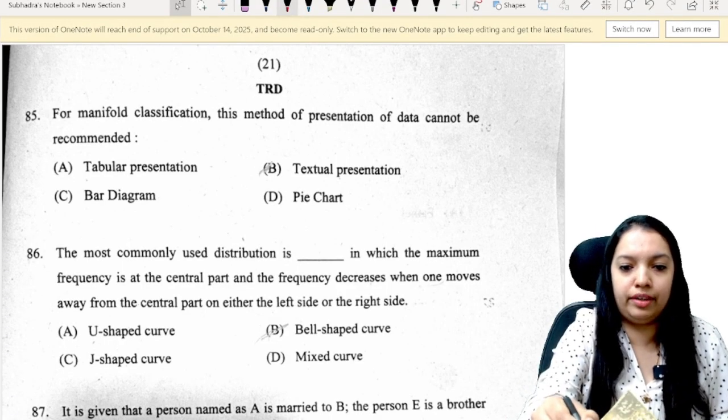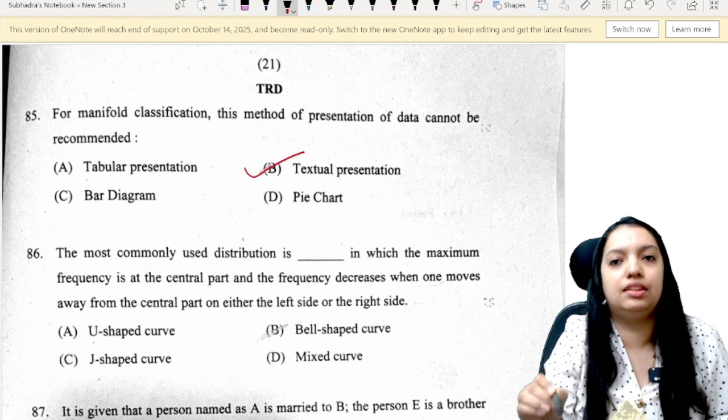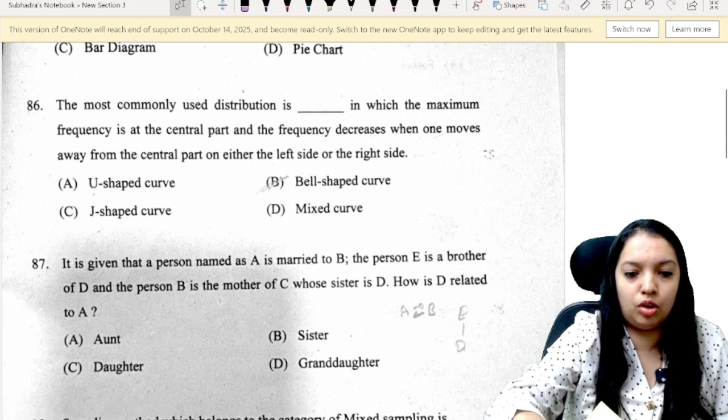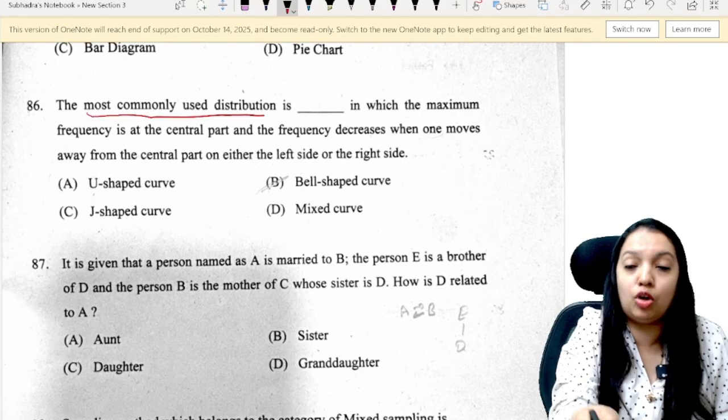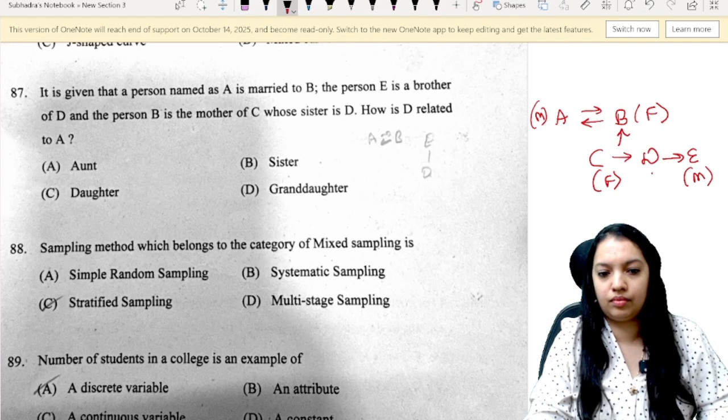Next, for manifold classification, what is not recommended? Textual presentation is not recommended. Next, the most commonly used distribution is the normal distribution. The normal distribution is a bell-shaped curve.